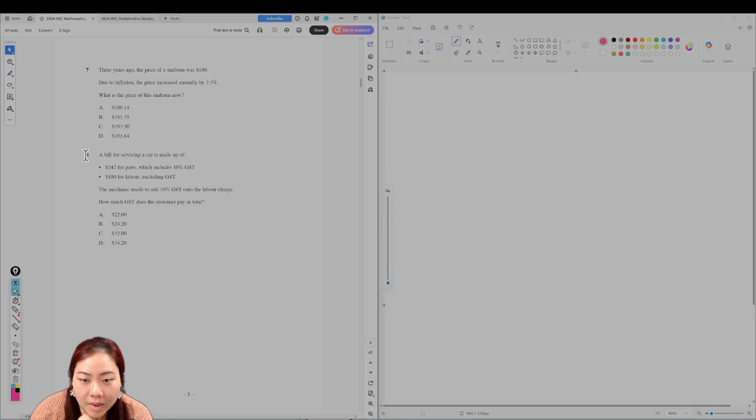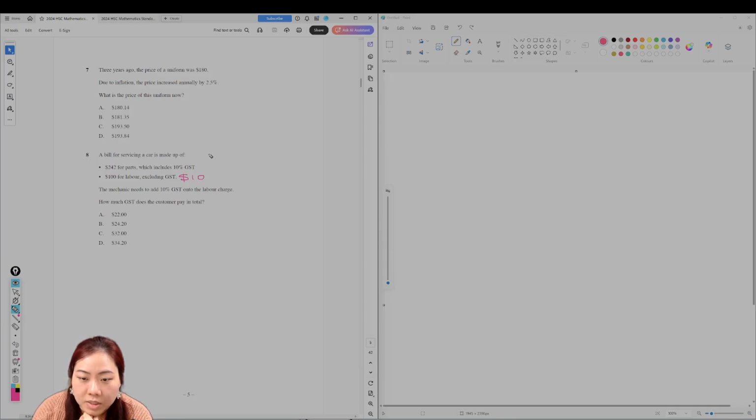Question 8. A bill for servicing a car is made out of $242 for parts, which includes 10% GST, $100 for labor excluding GST. The mechanic also needs to add 10% GST onto the labor charge. How much GST does the customer pay in total? Well, the labor GST is $10 because it's 10% of $100.